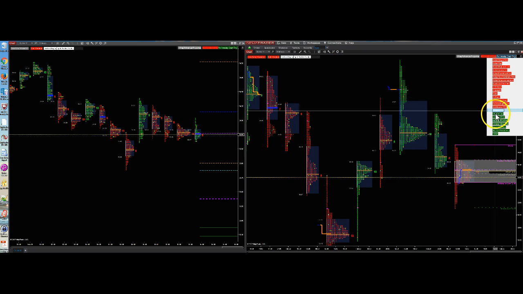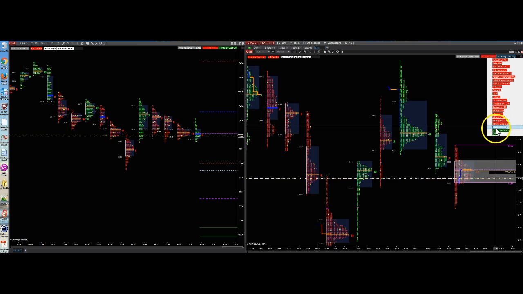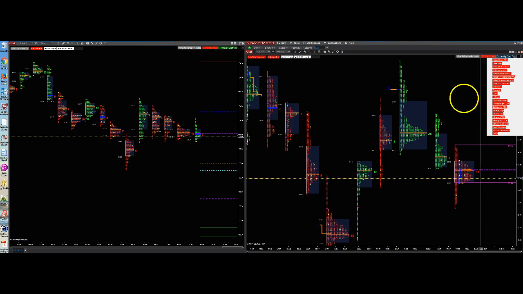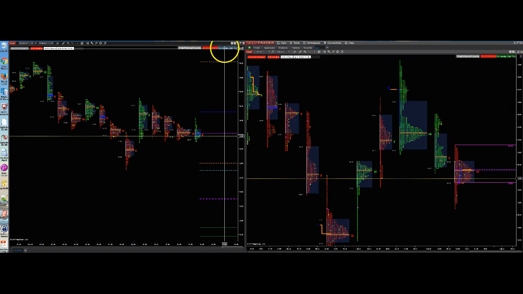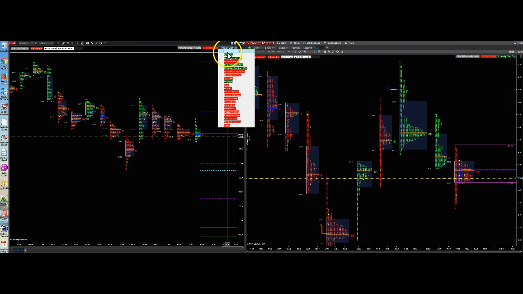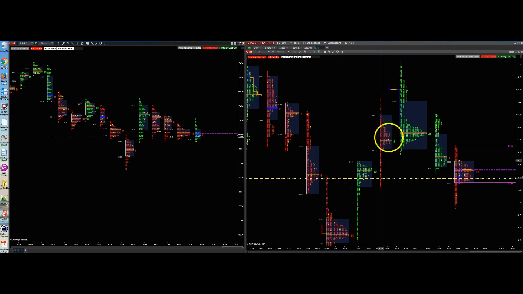So I'm going to put everything off. So what you're going to see is only things related to the time value map. I'm going to do the same thing here on the chart on the left.